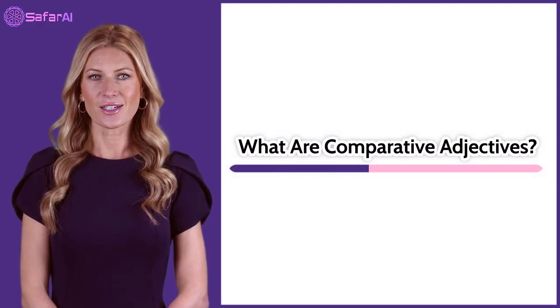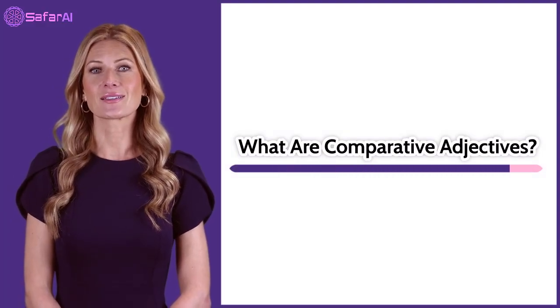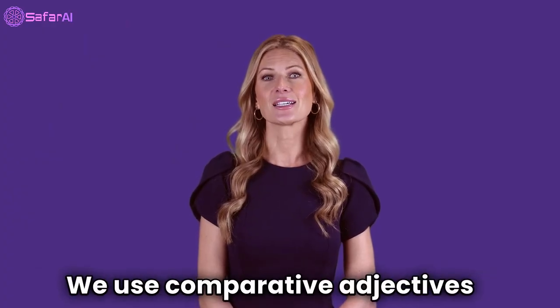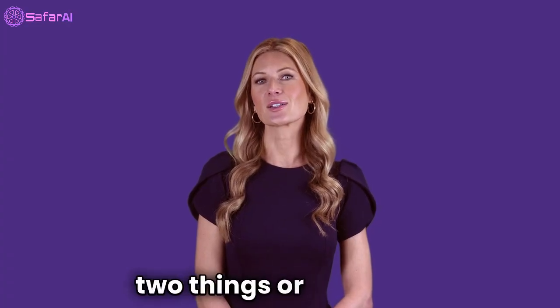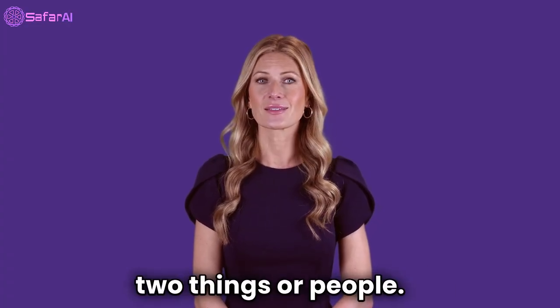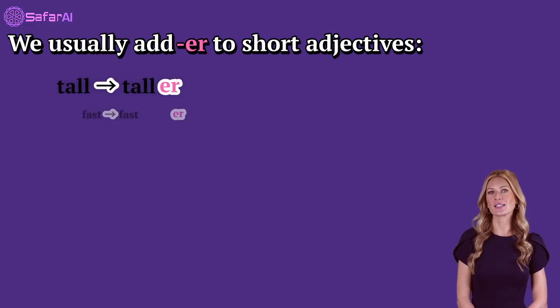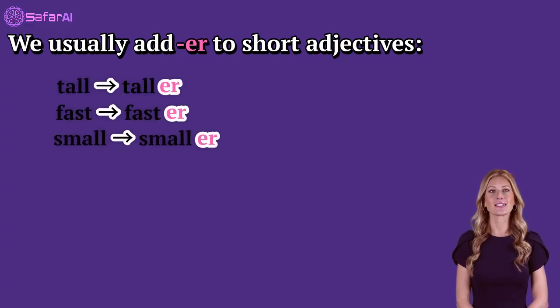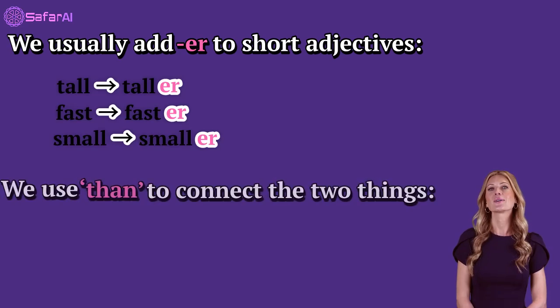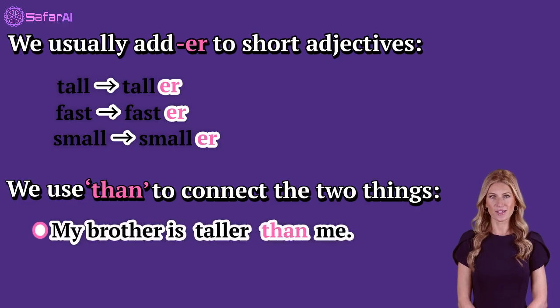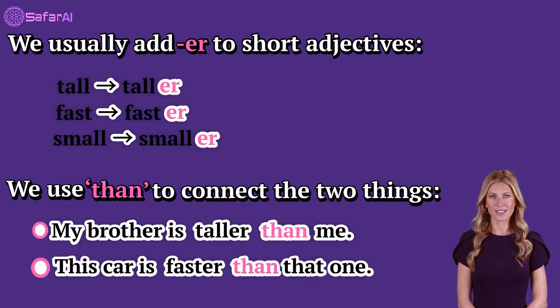What are comparative adjectives? We use comparative adjectives to compare two things or people. We usually add er to short adjectives: tall, taller; fast, faster; small, smaller. We use than to connect the two things. My brother is taller than me. This car is faster than that one.